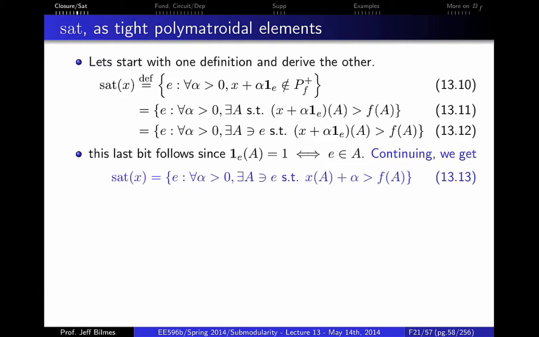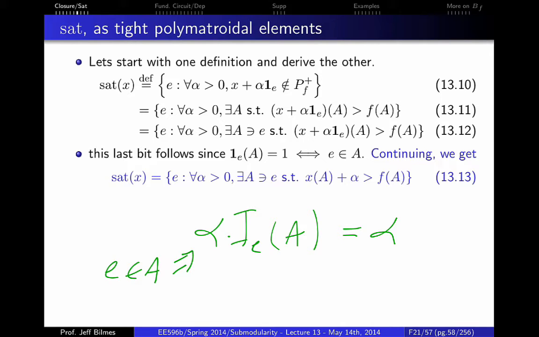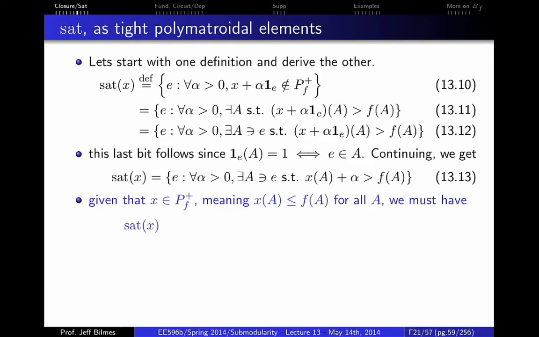So I just said that. Then when we look at alpha times 1E of A, that's just equal to alpha. Because 1E is the characteristic vector of E, and for E in A, that's equal to alpha. So we replace that whole expression with alpha. Now we can write this in this fashion.